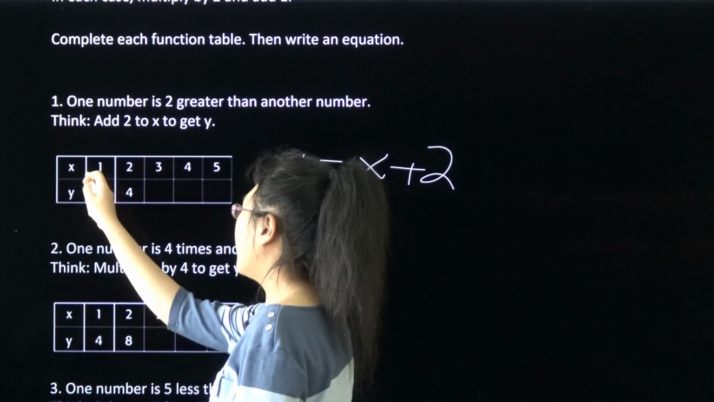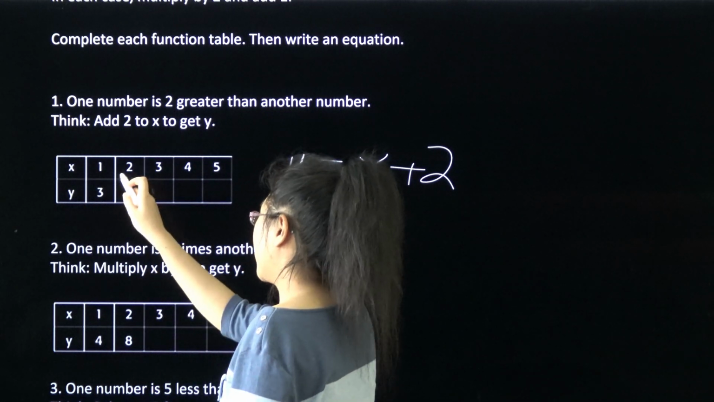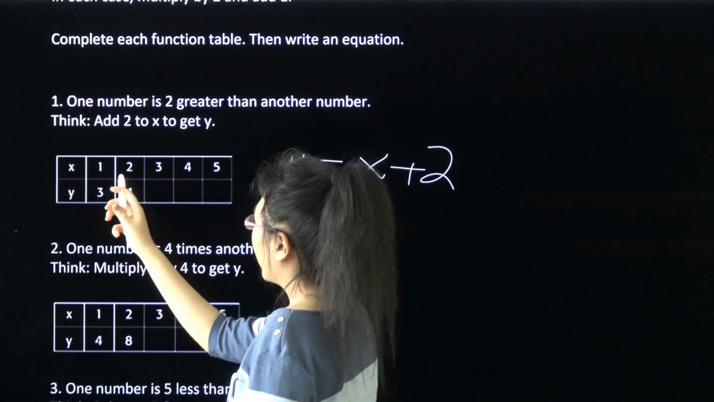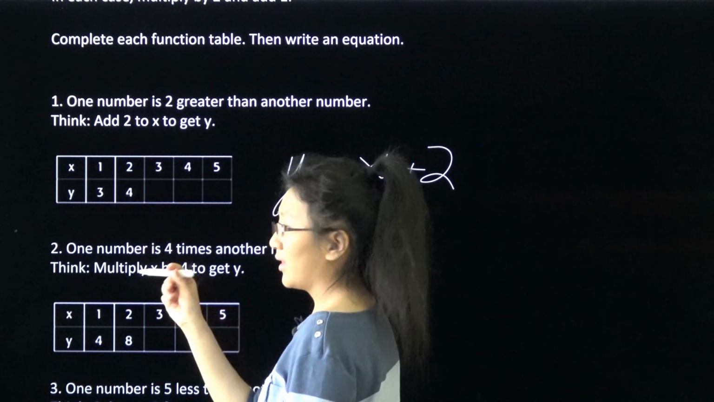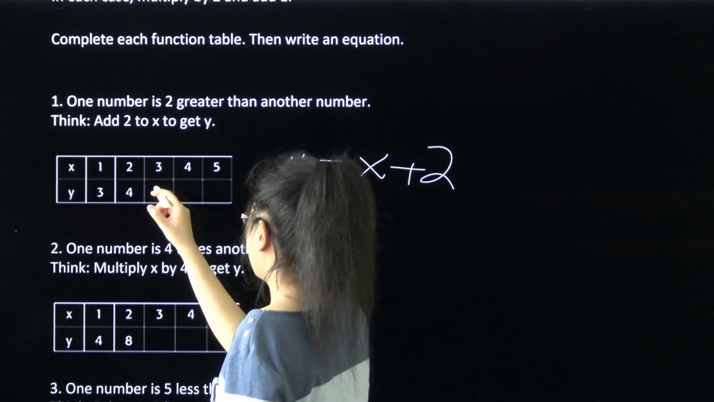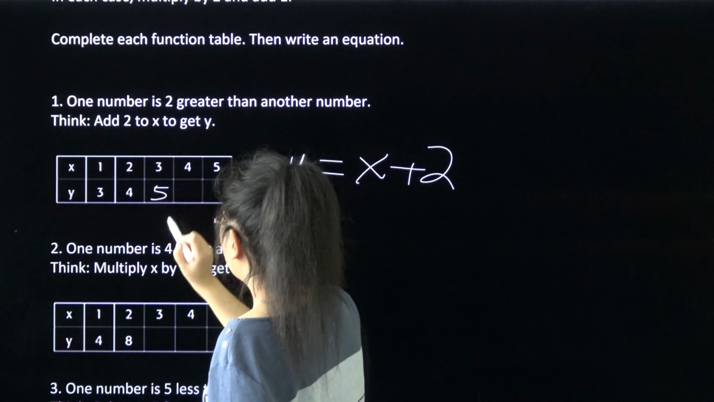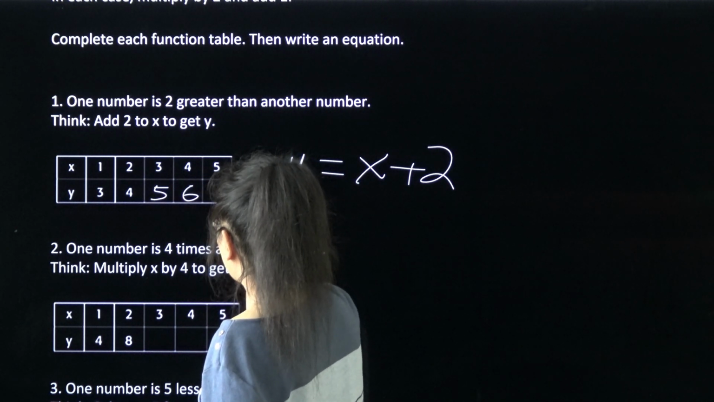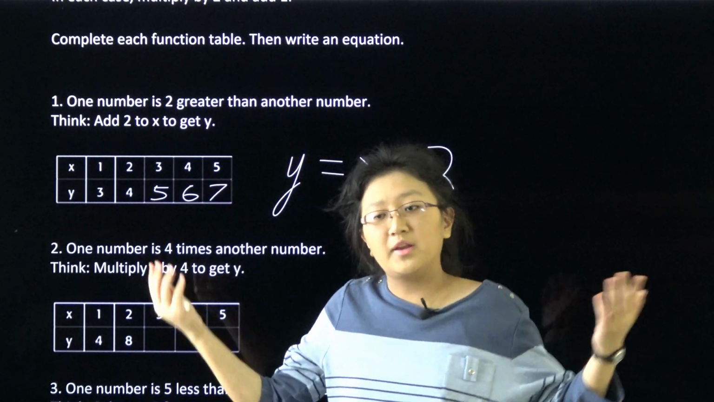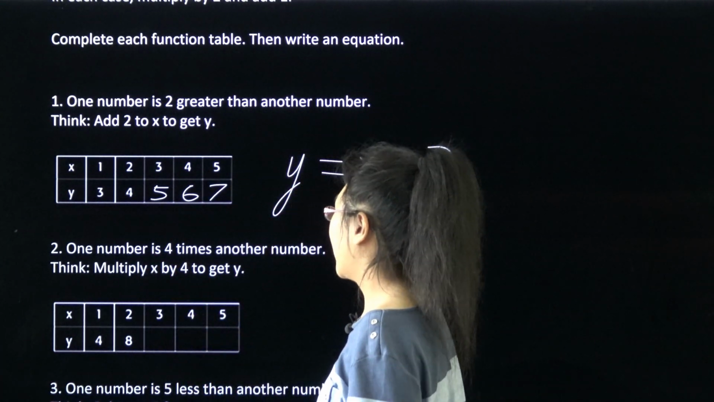Y equals x plus 2, x equals 1, 1 plus 2 equals 3. That makes sense. x equals 2, 2 plus 2 equals 4. That makes sense. So 3 plus 2 is 5. 4 plus 2 is 6. 5 plus 2 is 7. We've completed the table. Now we move on to the next table.